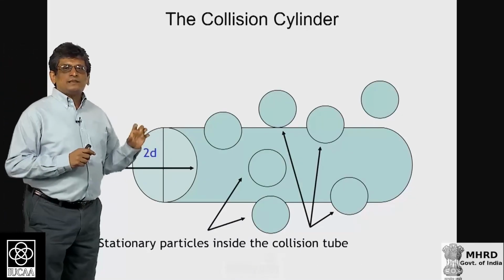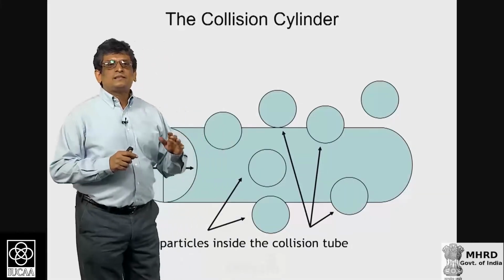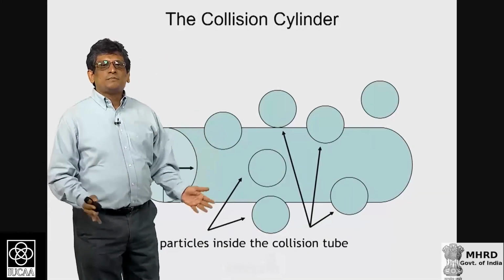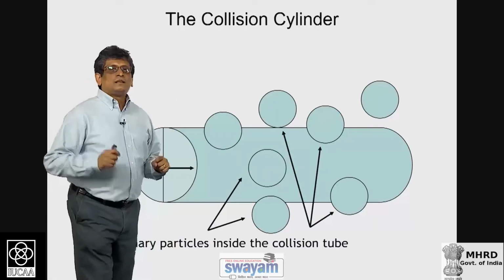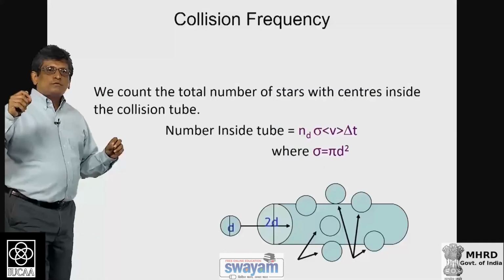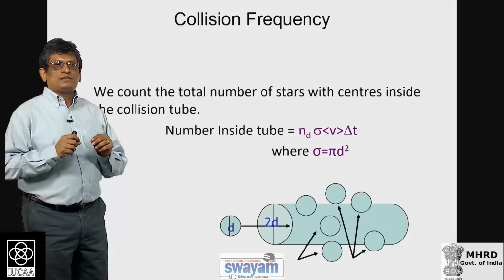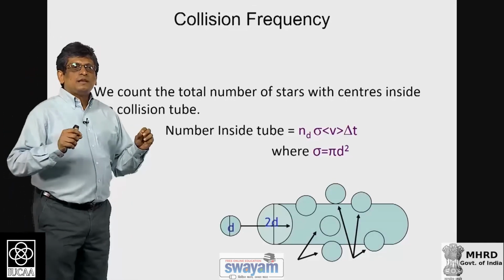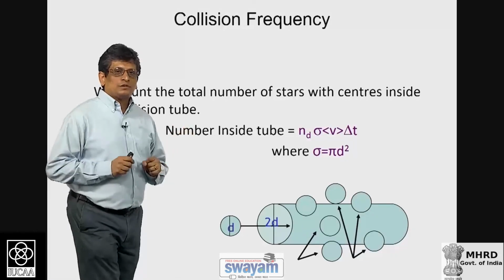So, the assumption is that as a star moves along, there is a cylindrical space around it, such that there are no other stars that have any part of them within that cylinder. And as one of those stars comes within that cylinder, it will collide with this star. And what we want to do is to find the mean time between two such collisions.